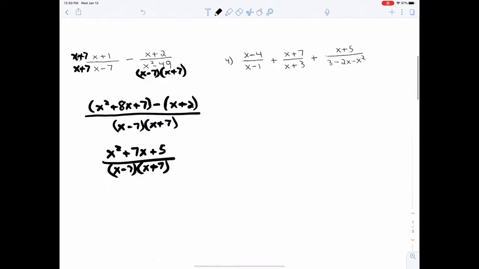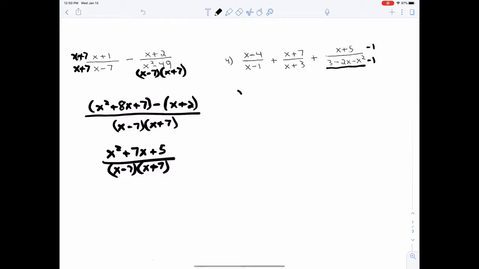Okay, now notice, take a look at this number 4. Take a look at this one. We usually like the x squared to be positive, right? So how do we get this to be positive? Well, you can do it by factoring out a negative x, but don't do it that way. What you want to do is multiply top and bottom by negative 1.